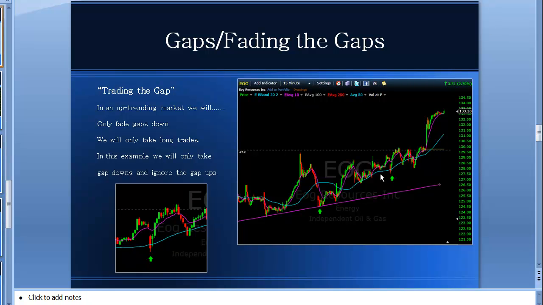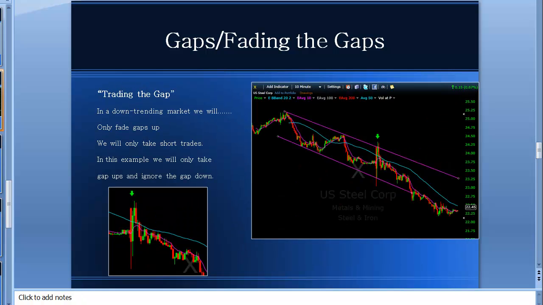In this example, EOG Resources is trending up. Therefore, any gap downs that we decide to trade, we will fade to the upside and take a long. In this example of US Steel, the trend is down, so any gap up we will fade and short. We'll have our stops above the high of the day, and we'll ride this trade to the downside.